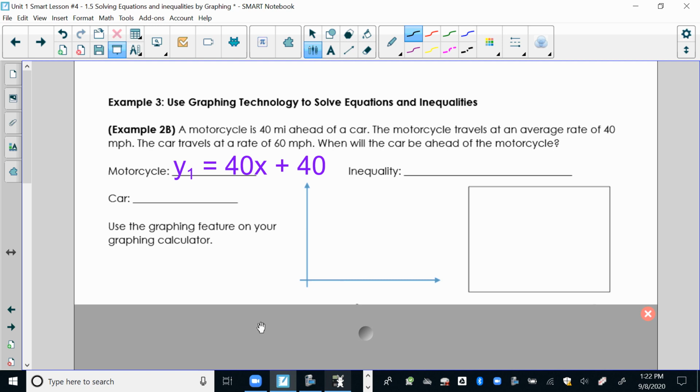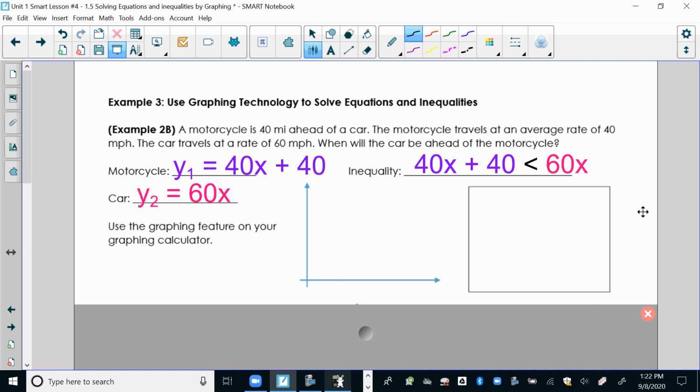The car travels at a rate of 60 miles per hour. So the equation for the car is y equals 60x. The y-intercept is (0, 0) because at the start of this problem, it's at an initial position of 0. So we want to know, when will the car be ahead of the motorcycle? So when will 40x plus 40 be less than 60x? Meaning, when will 60x be greater than 40x plus 40?